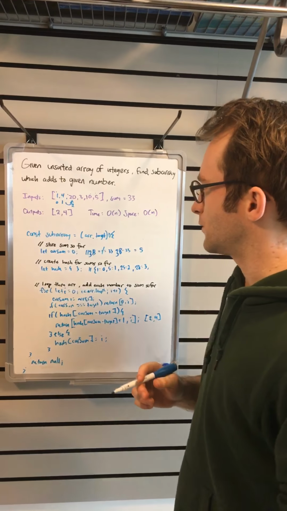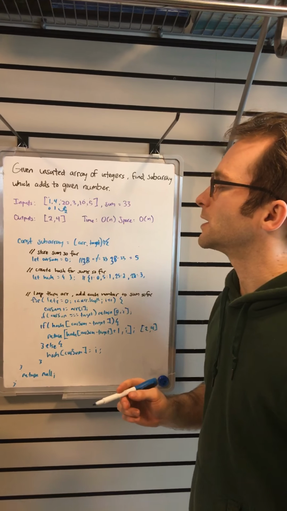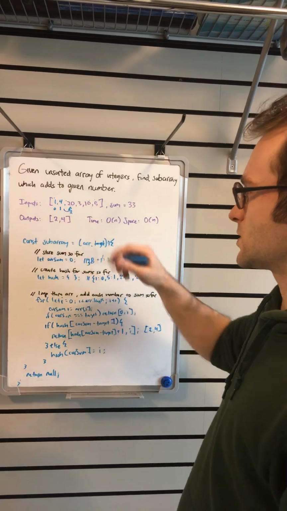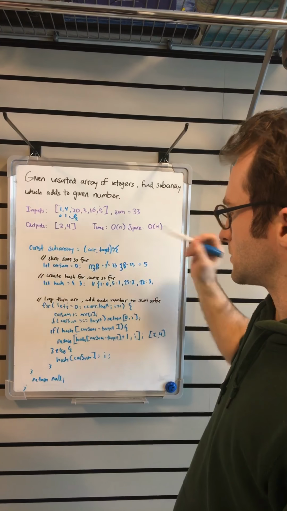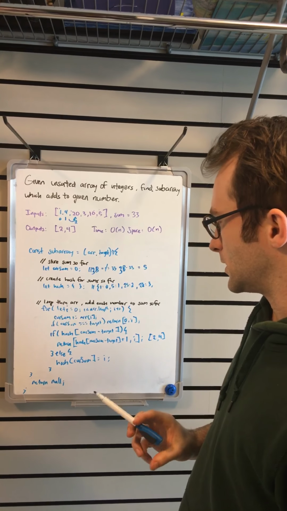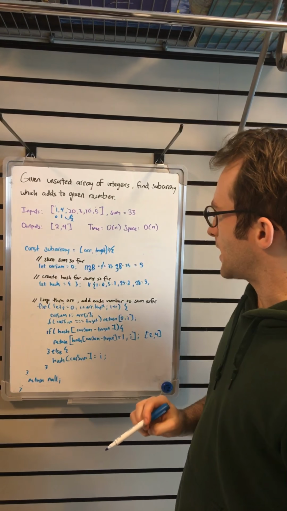And this would work also for negative numbers, because it would be just using the same logic. If we go through it adding up negative numbers and subtracting, we get the same result. So that is how you solve this problem.